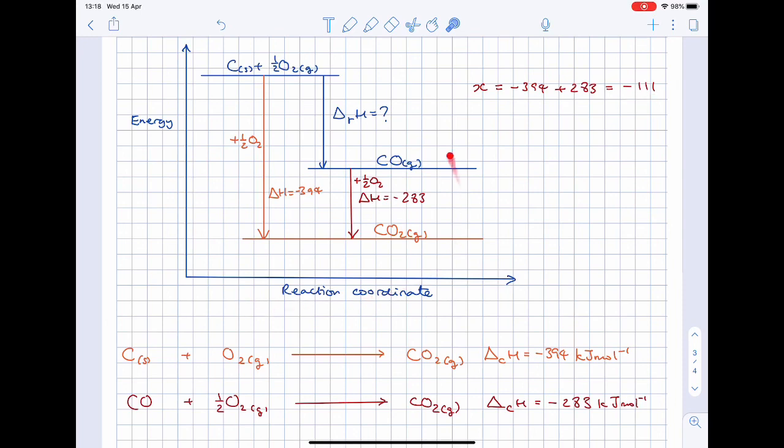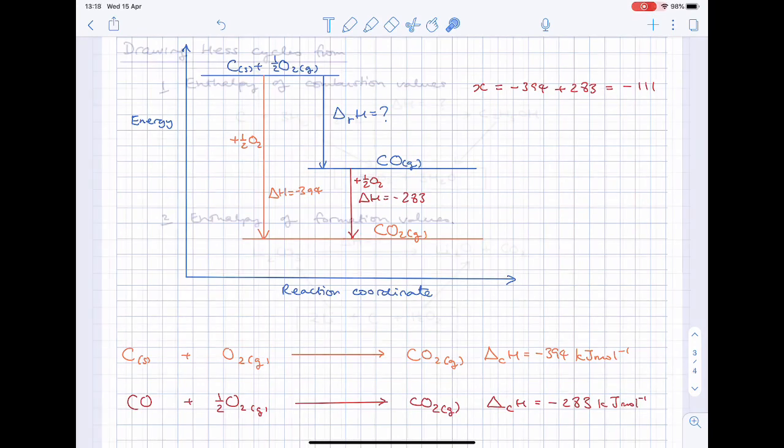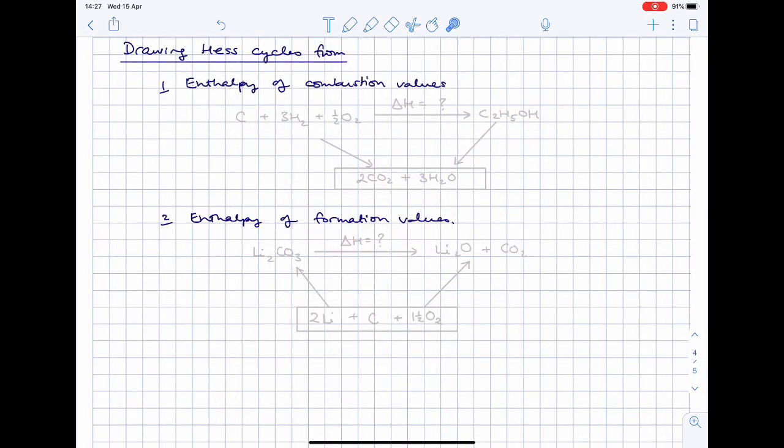However, we don't tend to draw enthalpy profiles when we do calculations using Hess's law. We tend to draw what are called Hess cycles. I'm going to show you ways of drawing Hess cycles. Most teachers and most books will tell you two different ways of drawing Hess cycles, and you just learn them by rote. But I'm going to show you how we construct these cycles rather than just learning them by rote, because there are occasions where, with the information they give you, you just can't construct it by rote.